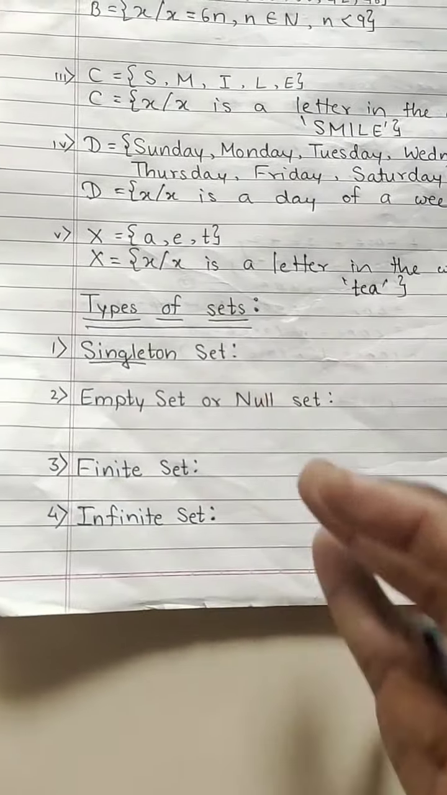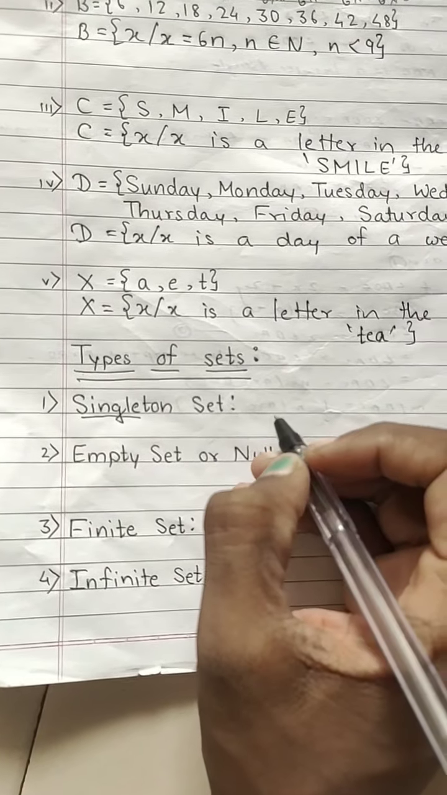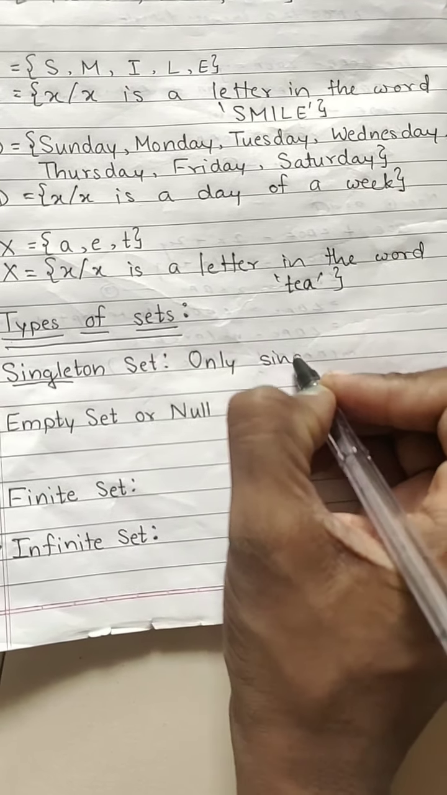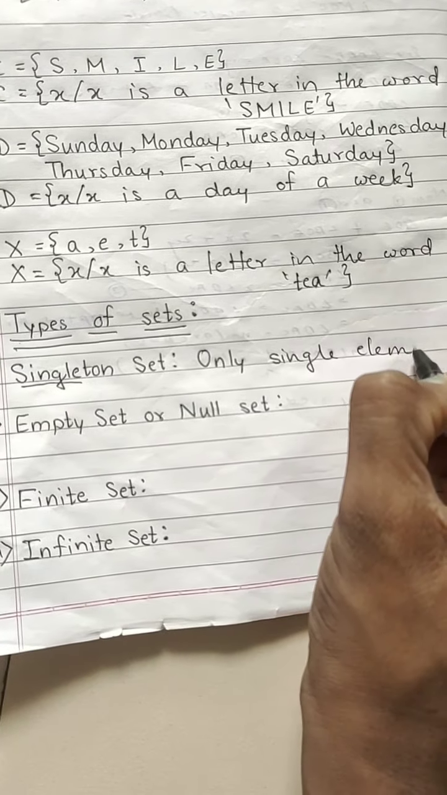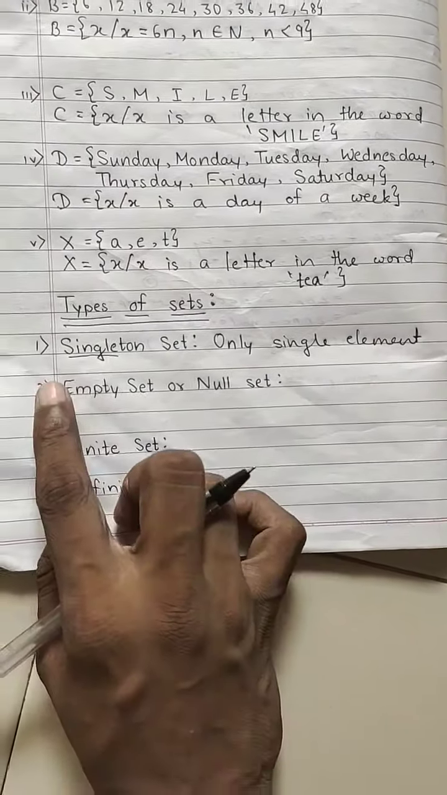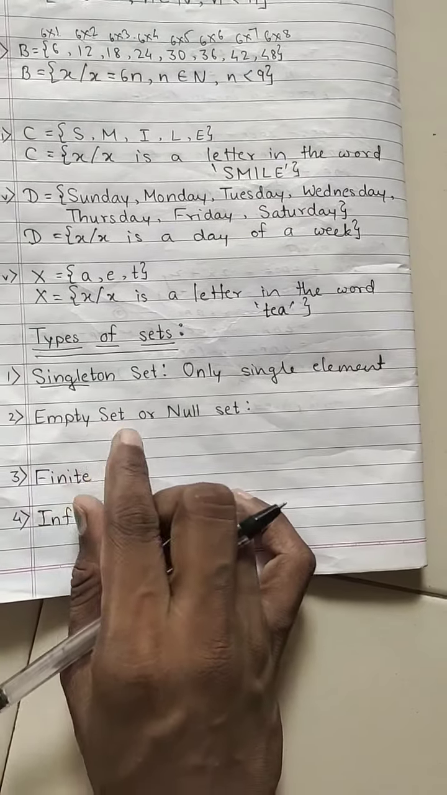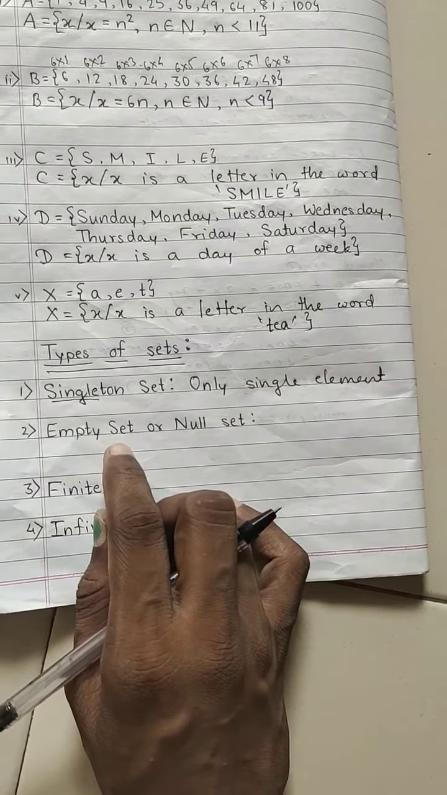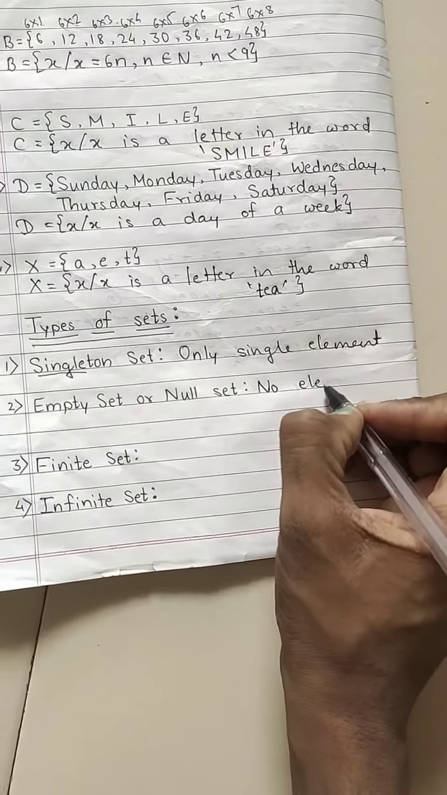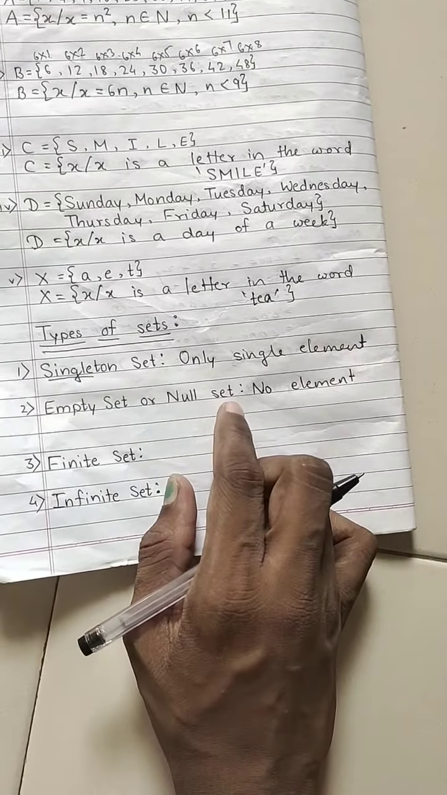Okay, so name itself suggests you. So singleton set means what? Single element in a set. So I can write it in short, only single element. Okay, if your set contains single element, then you will call that set as singleton set. Now second one is what? Empty set or null set. What is the meaning of empty? Means khali. Khali means what? There will be no element. Means your set will be empty. Okay, and you call it empty or you can say null set.